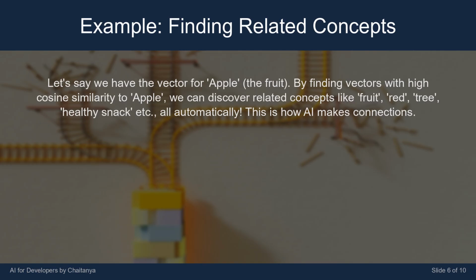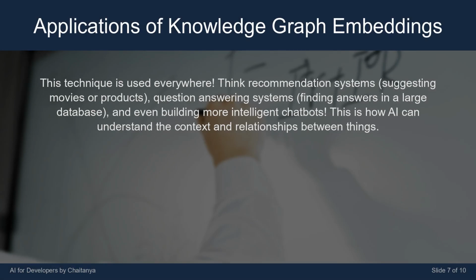Let's say we have the vector for apple, the fruit. By finding vectors with high cosine similarity to apple, we can discover related concepts like fruit, red, tree, healthy snack, etc., all automatically. This is how AI makes connections. This technique is used everywhere. Think recommendation systems, suggesting movies or products, question answering systems, finding answers in a large database, and even building more intelligent chatbots. This is how AI can understand the context and relationships between things.